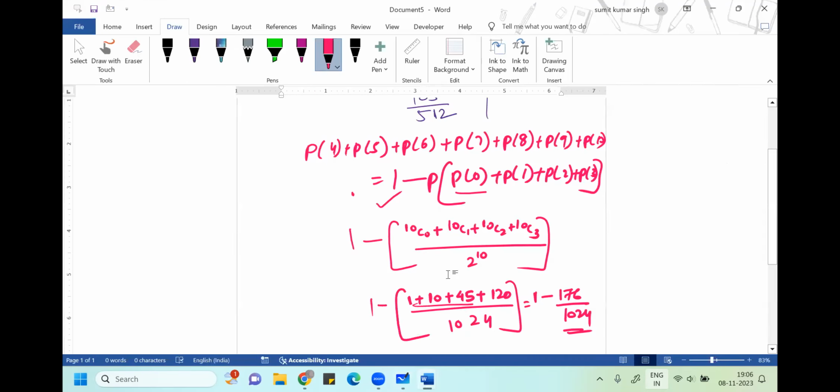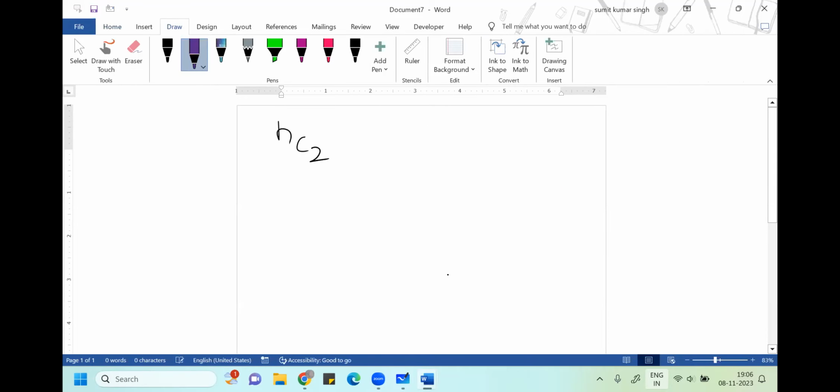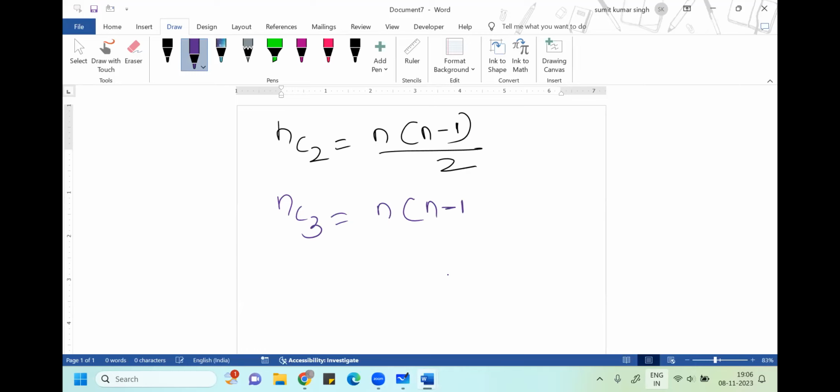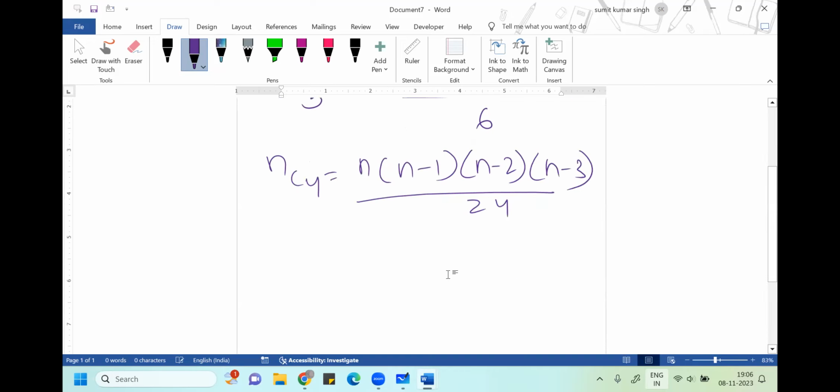Now what is 15C2? If you want to understand exactly, the nC2 formula is n into (n minus 1) by 2. Please remember this. What is nC3? nC3 would be n into (n minus 1) into (n minus 2) by 3 factorial, 6. nC4, like that you do: n into (n minus 1) into (n minus 2) into (n minus 3) by 4 factorial.